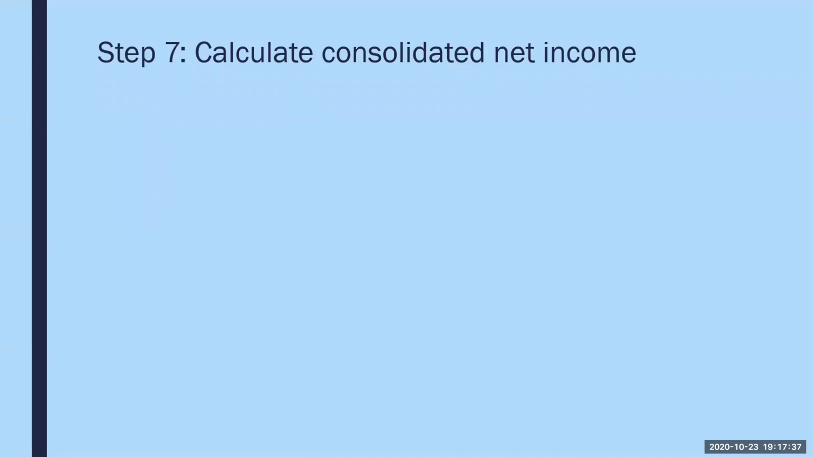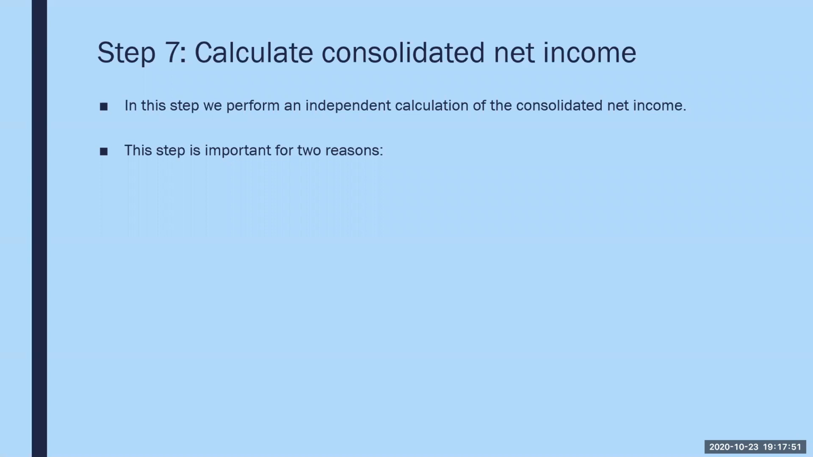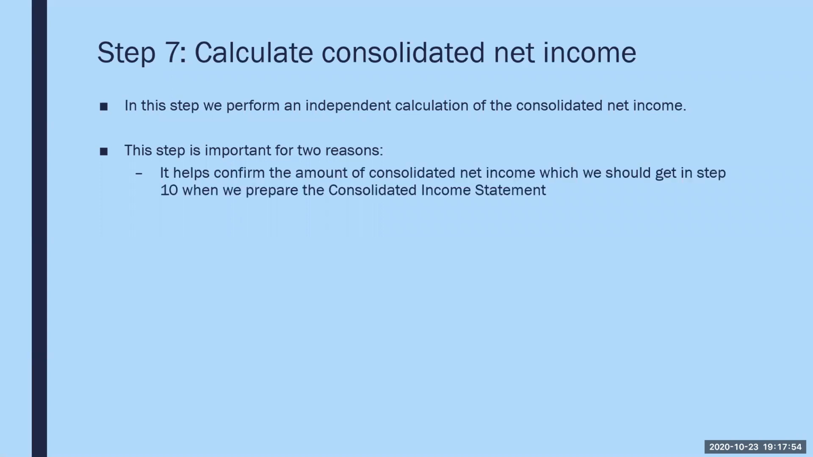Step 7, the calculation of consolidated net income. In this step, we are looking to perform an independent calculation of consolidated net income. Now, this step is very important for basically 2 reasons. Number 1, it helps us confirm the amount of consolidated net income, which we should get in step 10 when we make the consolidated statement of comprehensive income, i.e. consolidated income statement. So we get an independent calculation that will help us confirm our answer in step 10.